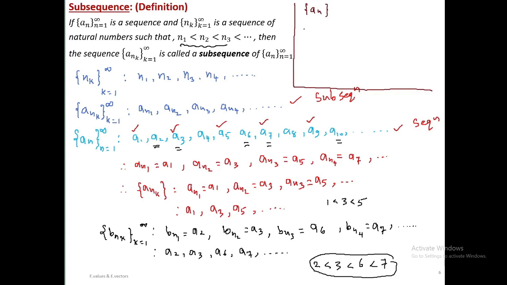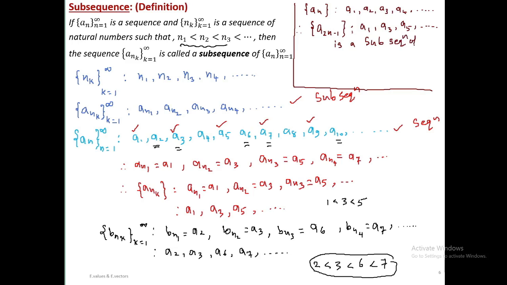Okay. So therefore, instead of index n, you take odd numbers, a_{2n-1}. If I take n equal to 1, what will you get? n equal to 1, you will get a1. n equal to 2, a3. n equal to 3, a5, like this. So this is one of the subsequences of this sequence. Okay, a1, a2, a3, a4 and so on. This is the original sequence, and this is one of the subsequences. It is a subsequence.